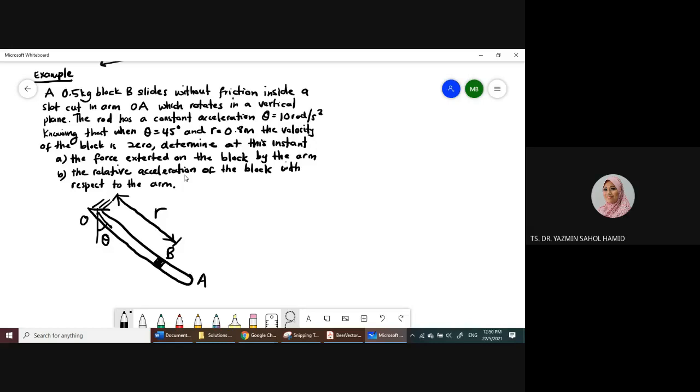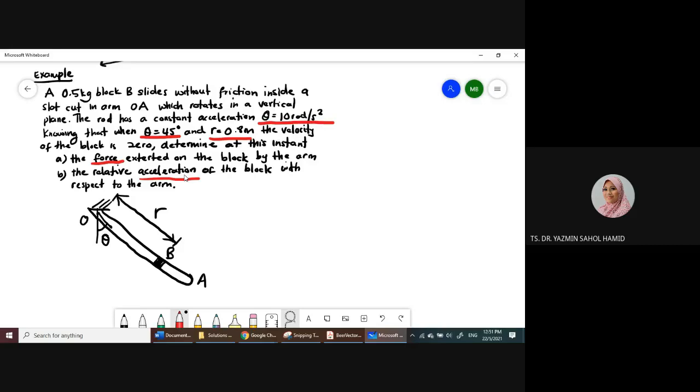Done? Done, madam. Okay. So there is a 0.5 kg block that slides without friction inside a slot. So this is the slot, cut in arm OA, which rotates in a vertical plane. The rod has a constant acceleration, so this is the constant acceleration. Theta double dot equals 10 radian per second squared, and knowing that theta is 45 degrees and r is 0.8 meter, the velocity of the block is 0. Determine the force and the acceleration.